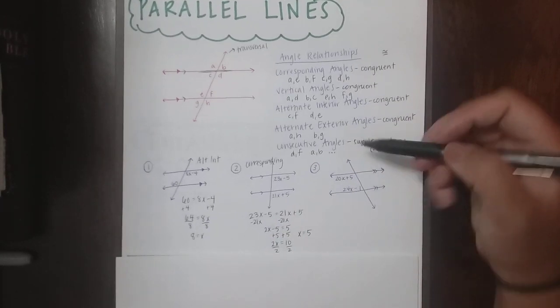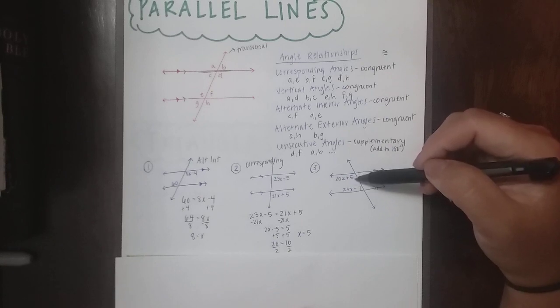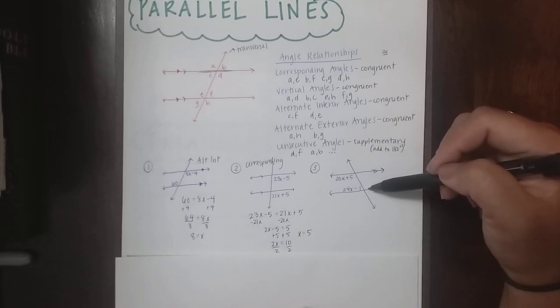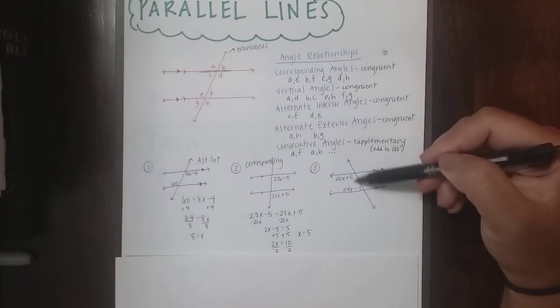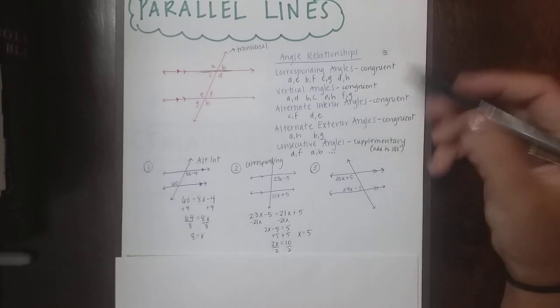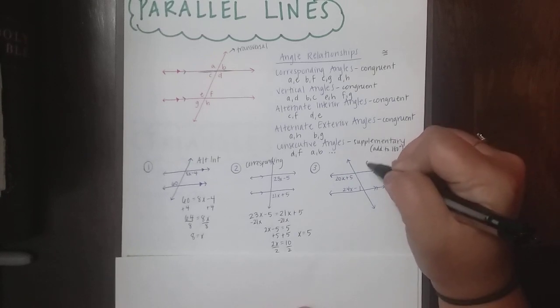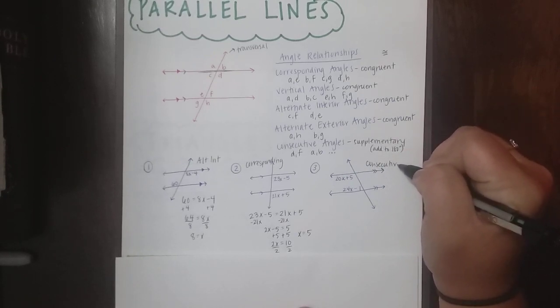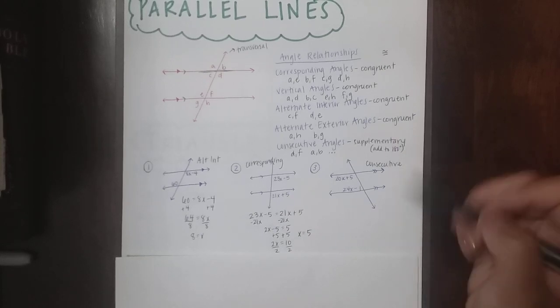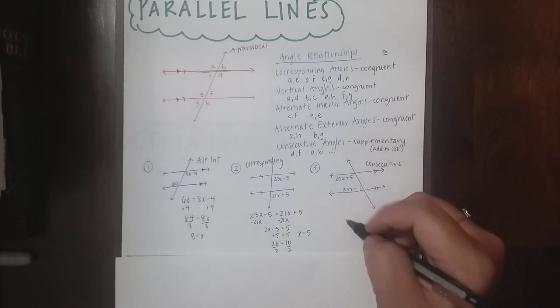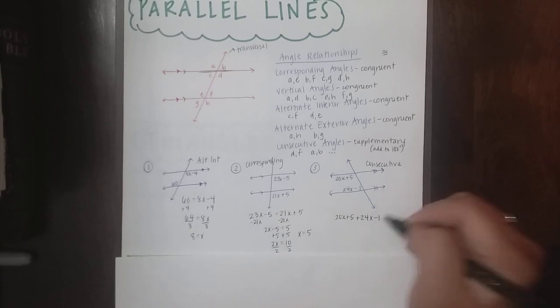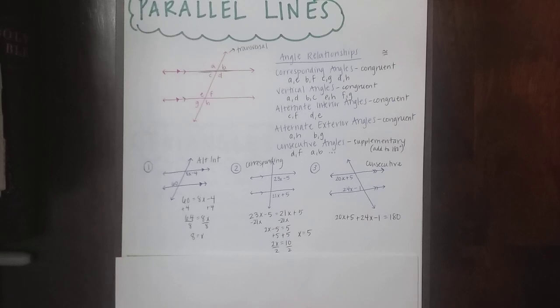And then we've got these 2 angles that are not in the same intersection. They are both inside, but they're not on different sides of the transversal. So that means they're not corresponding, they're not alternate interior or exterior, but they are directly next to each other. So that means they're going to be consecutive angles. And consecutive angles are supplementary. So I'm not going to set these equal to each other, but I can add them together and set it equal to 180. So we could say 20x plus 5 plus 24x minus 1 has to equal 180.